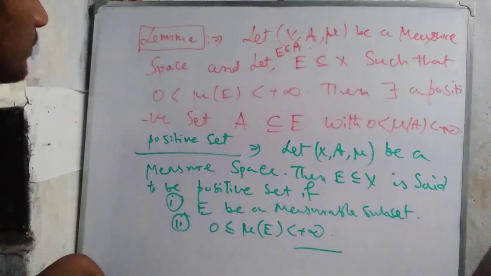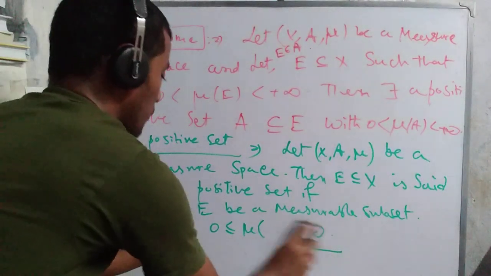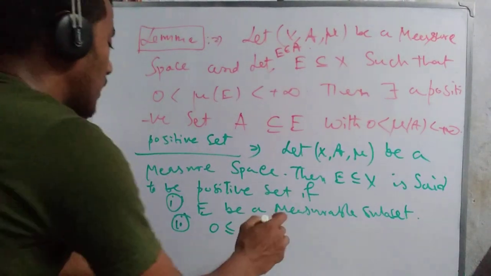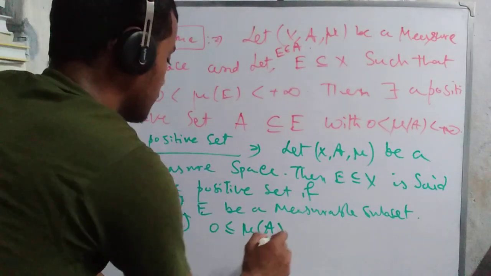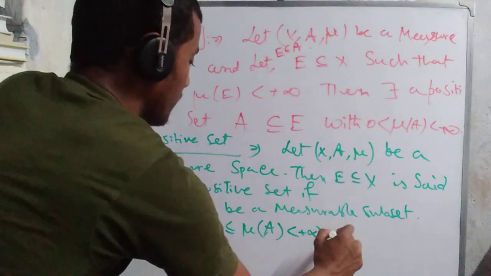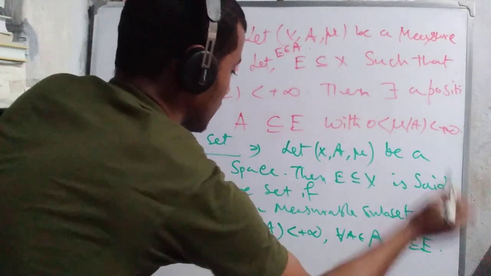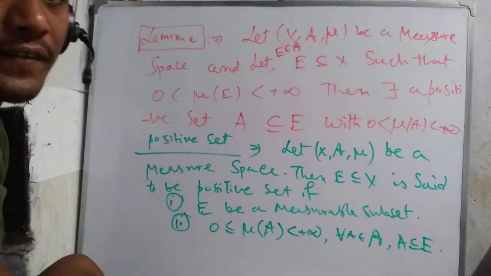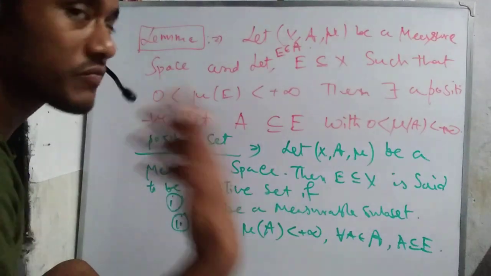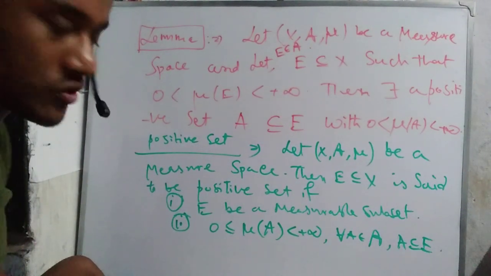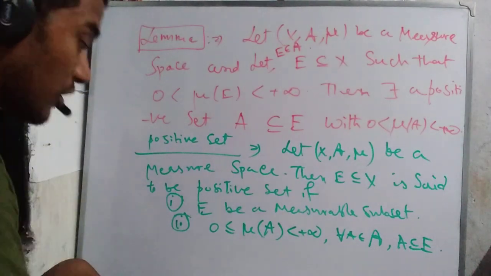that means, for mu A, 0 less than or equal to mu A less than plus infinity, for all A belonging to this algebra and A subset of E. That means the measure of every subset of E is greater than or equal to 0. So this one is called a positive set.